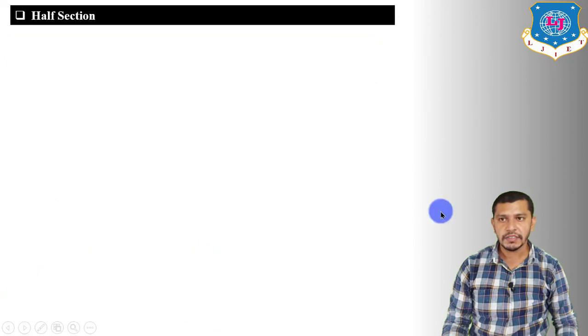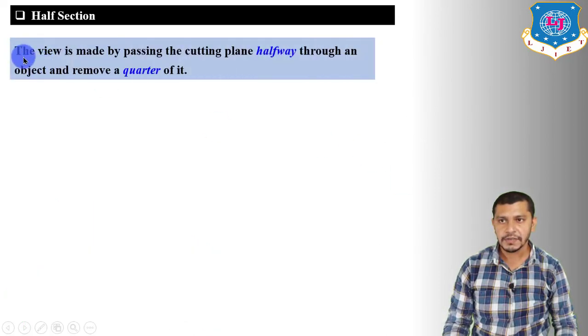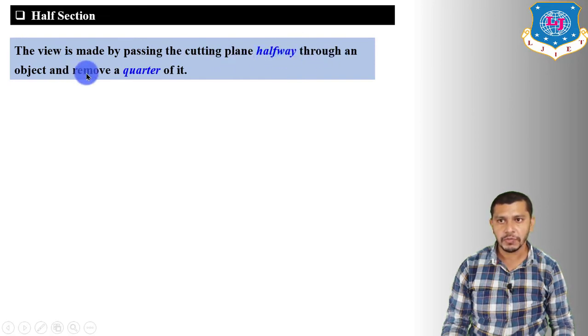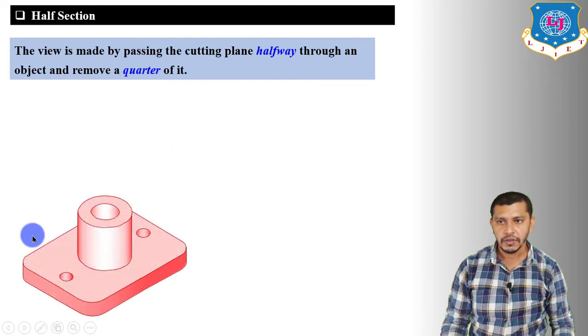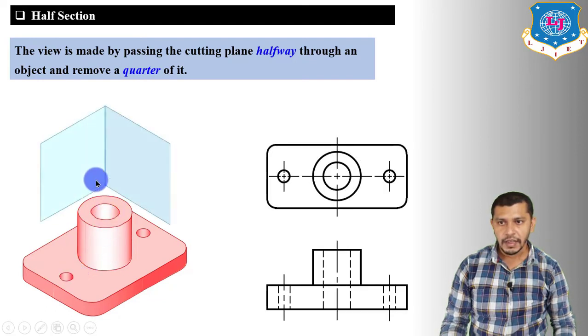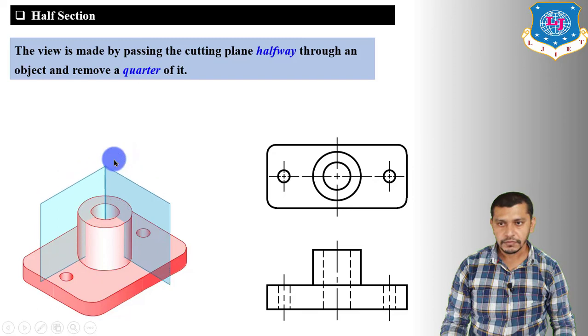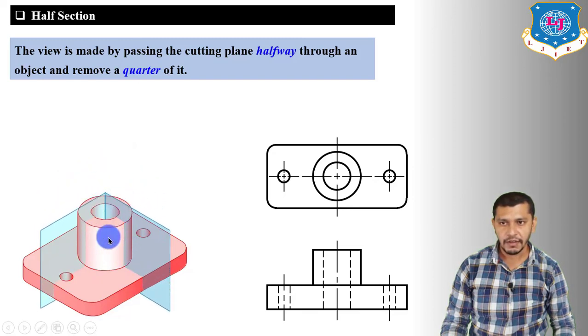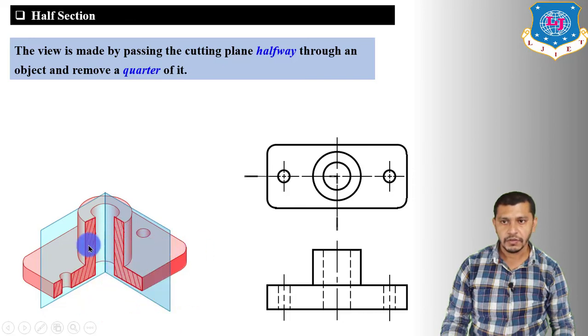Now let us discuss what is half section. In the half section, the view is made by passing the cutting plane halfway through an object and removing a quarter part of the object. So if the object is like this, we have to cut the object like this. We have to take the cutting plane like this, and we have to cut the object like this, and then we have to remove the quarter part of the object. So now we will show the cutting plane line in the top view, and we have to observe the front view from this direction.